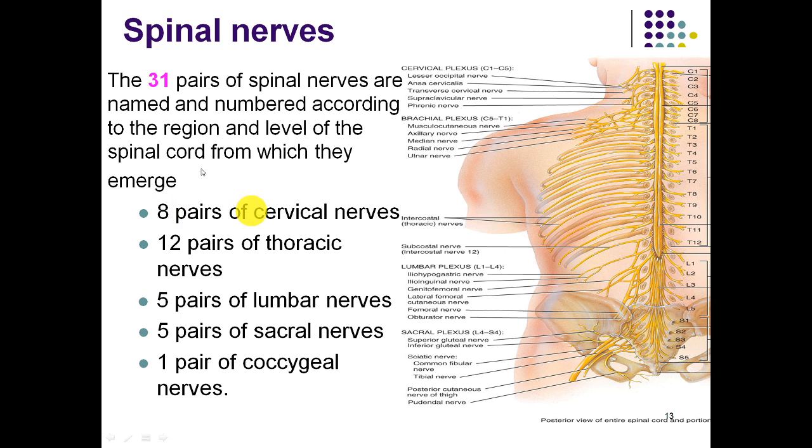So we have 7 cervical vertebrae. We have 8 cervical nerves. We have 12 thoracic vertebrae. We have 12 thoracic nerves. We have 5 lumbar vertebrae. We have 5 lumbar nerves. We have 5 fused sacral vertebrae. We have 5 pairs of nerves coming off the sacral branches. And then our coccygeal, the coccyx, we have 1 nerve coming off of them. So if you add all these up, we have 31 pairs of spinal nerves.